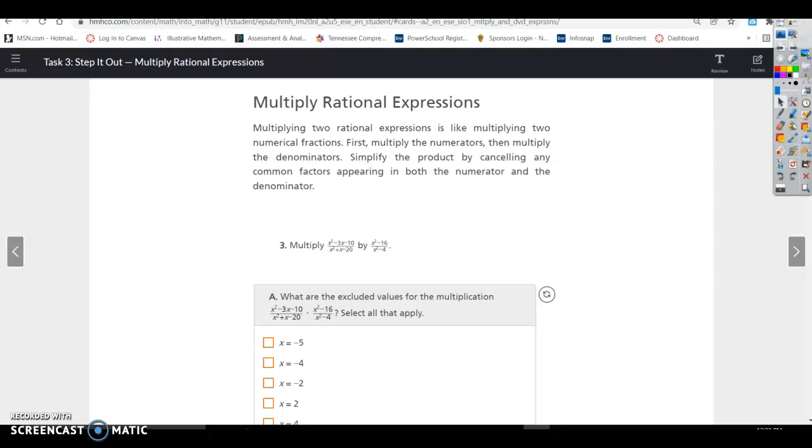Lesson 12.1, Task 3. Multiply rational expressions. Multiplying two rational expressions is like multiplying two numerical fractions. First, multiply the numerators, then multiply the denominators. Simplify the product by canceling any common factors appearing in both the numerator and the denominator.